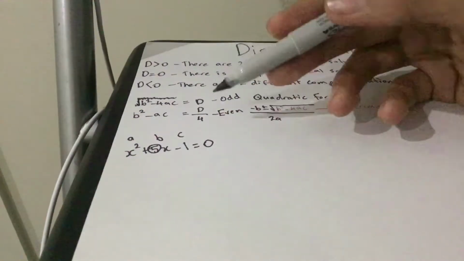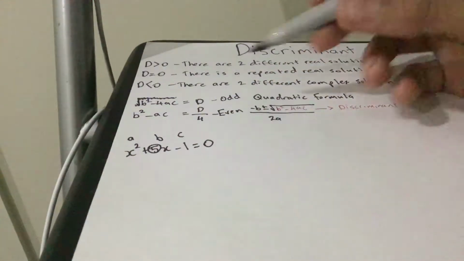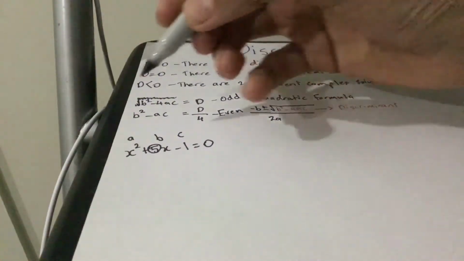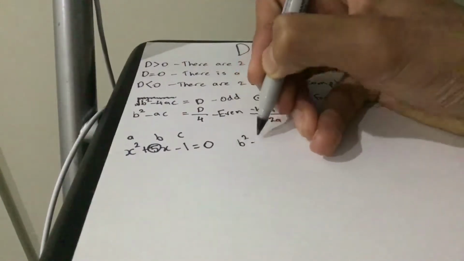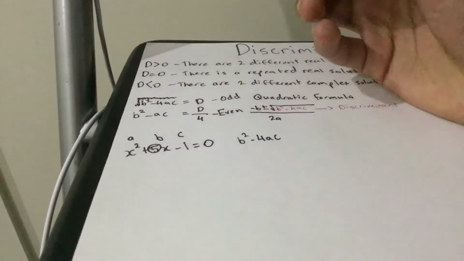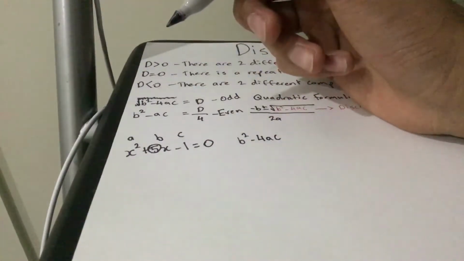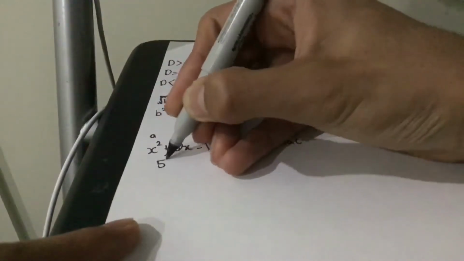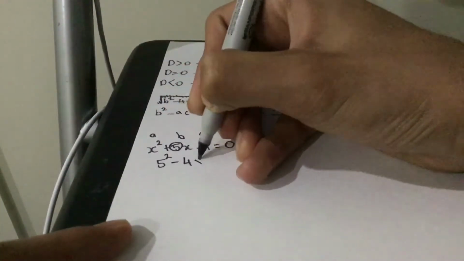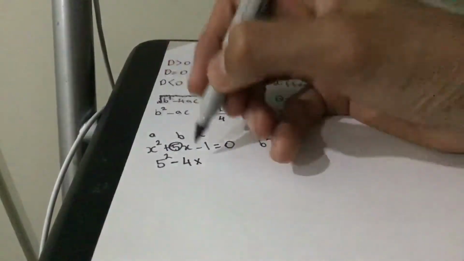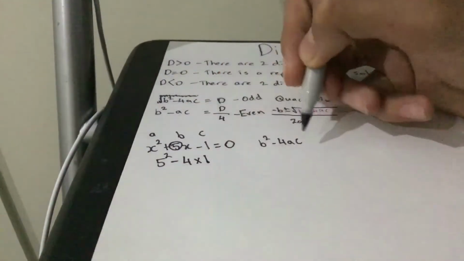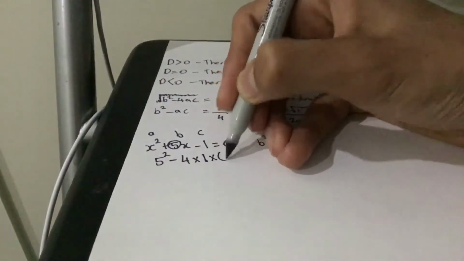So we use the formula D equals b squared minus 4ac. I'm going to write over here, b squared minus 4ac. The first step is b squared. In this case, b is represented by 5. So we're going to go 5 squared minus 4 times a, which is 1. So negative 4 times 1. And c is represented as negative 1.